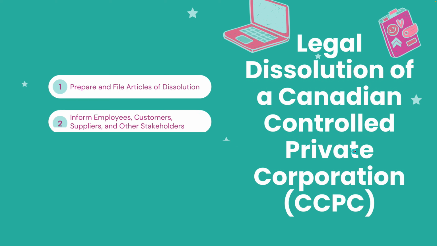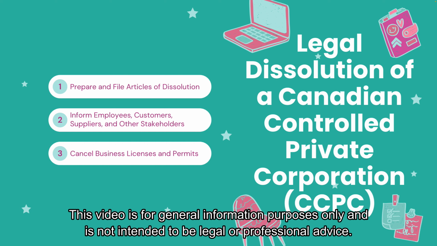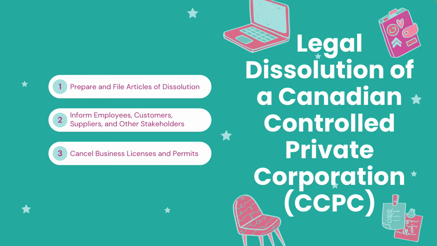So let's get started. Now we are going to, number 1, prepare and file the articles of dissolution. And then we are going to inform our employees, customers, suppliers, and other stakeholders that we are dissolving the company. And last, we are going to make sure that we cancel all the business licenses and permits.